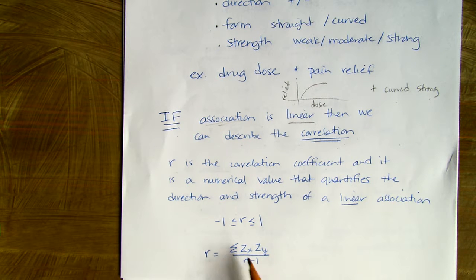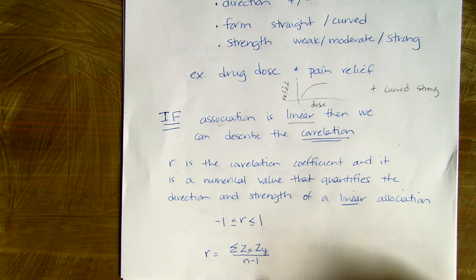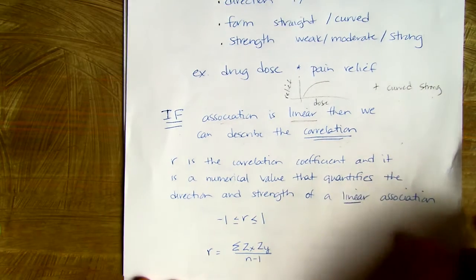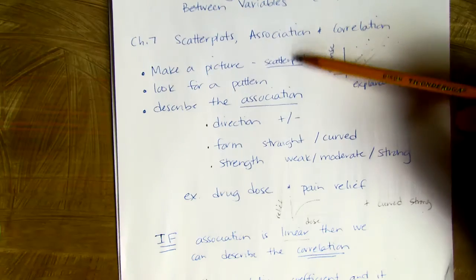How we calculate that is we take a sum of all the z-scores in the x direction and all the z-scores in the y direction, and we divide that by n-1. We might investigate that a little bit more later. You won't necessarily need to compute it. We'll see. There might be a video on that, or maybe we will have done it before you left for camp. So make a picture.